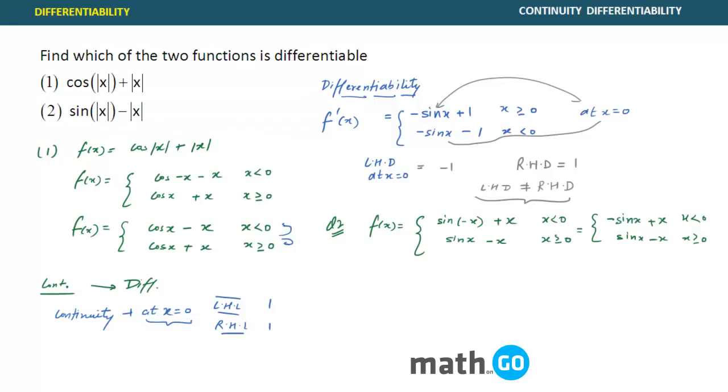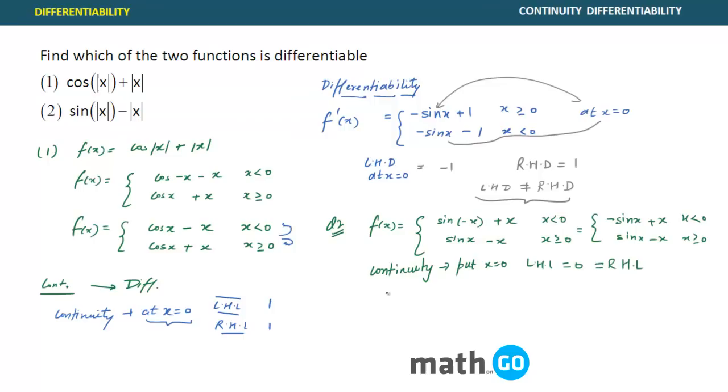Now can you solve this question orally for me? Check the continuity of this particular function. For continuity you just need to put x equal to 0. So tell me the value of LHL. Yes, 0. What is the value of RHL? 0. So yes, the function is continuous.